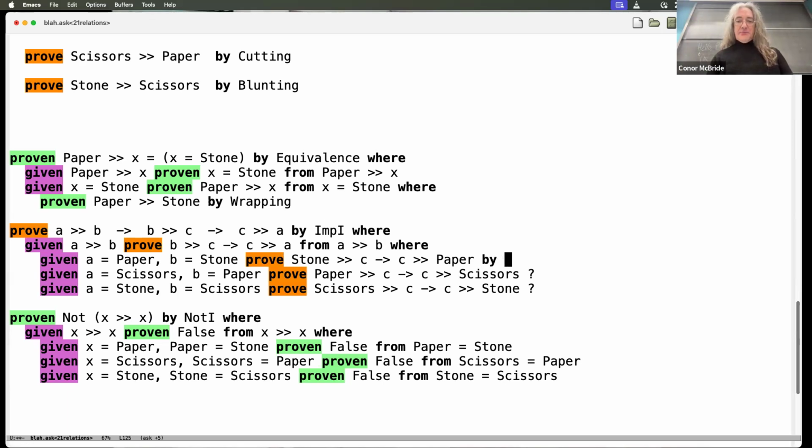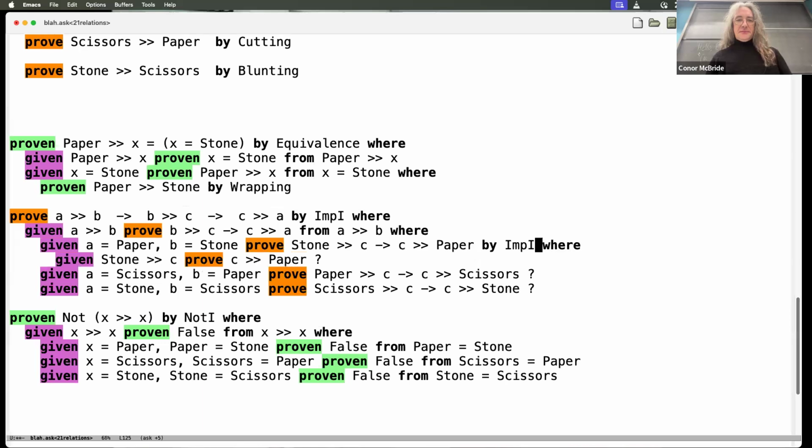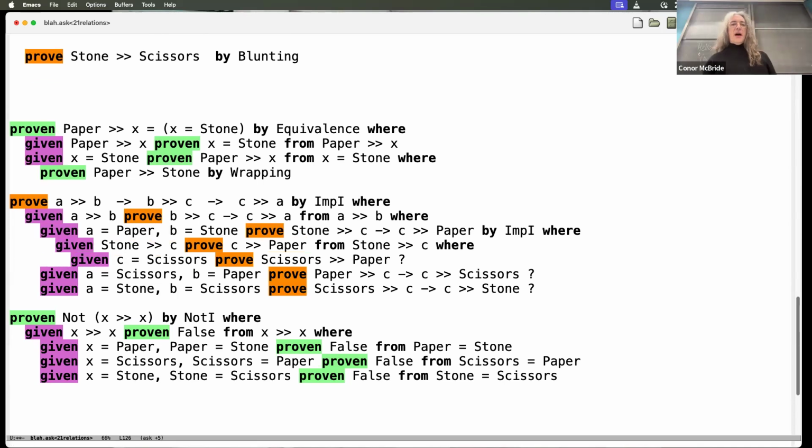So now I do by implication introduction. And now I've been given stone beats C. And this time, I only get one case. We figure out that C must have been scissors. So I need to prove that scissors beats paper, and that's true by cutting.